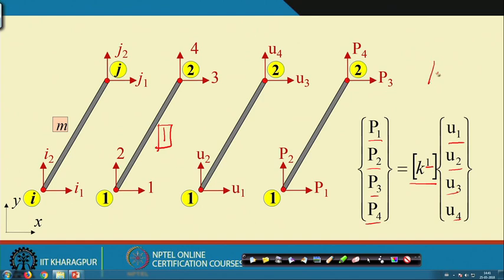For any arbitrary member we can write the stiffness matrix as K^E, where E is the ID of the element. In this case, this is K^M. Whenever we say K^M, it means the member stiffness matrix for the mth member. So K^1 is the stiffness matrix of the first member. Usually we use a small k for the element stiffness matrix. Today we need to see how to determine this k1, or k for any arbitrary member.